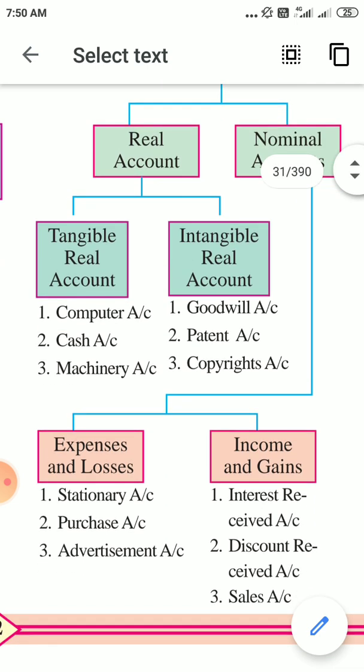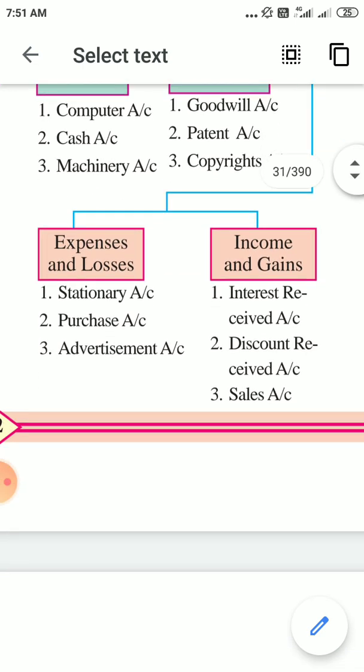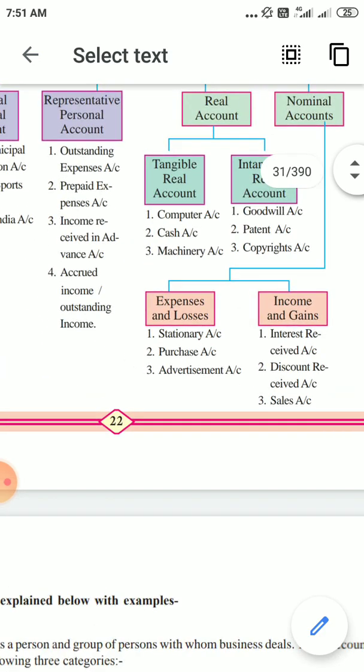Okay, next is nominal account. Nominal accounts are divided into two, that is expenses and losses, incomes and gains. कंपनी और बिजनेस में एक्सपेंसेस कौन से हो सकते हैं? स्टेशनरी लाए हो तो वो एक्सपेंस है, परचेज किया वो एक्सपेंस है, एडवर्टीजमेंट पे खर्चा किया, रेंट पे किया, टेलीफोन बिल पे किया, मोबाइल बिल पे किया, तो वो क्या है? नॉमिनल अकाउंट अंडर द हेड एक्सपेंसेस एंड लॉसेस. इनकम एंड गेन, जैसे कि हमें डिस्काउंट मिला, हम लोगों ने सेल्स किया, इंटरेस्ट मिला हमें, किसी का रेंट मिल गया, okay, so those are all incomes and gains.